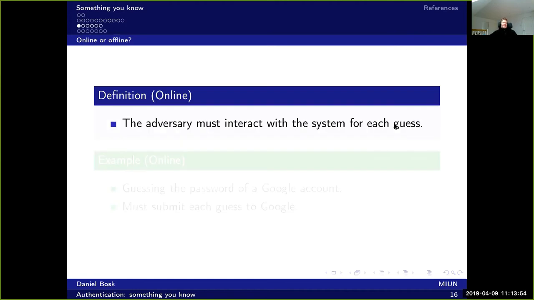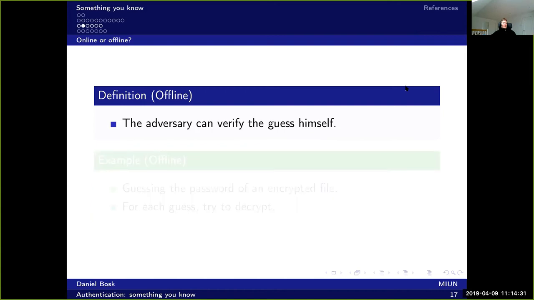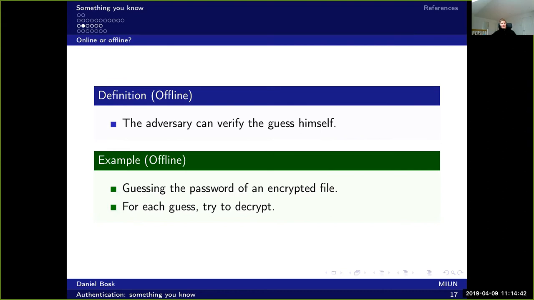Now, the last aspect of this is whether the adversary can do online or offline attacks. In the online case, the adversary must interact with the system for each guess. So for instance, guessing the password of a Google account, then you must submit each guess to Google. So this allows Google to see whenever the adversary makes a guess. And the opposite is an offline attack, where the adversary can simply verify the guess himself. So for instance, guessing the password of an encrypted file.